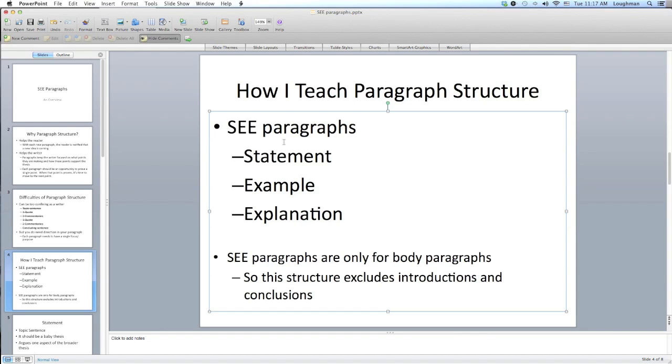So the next 3 slides, one slide is going to talk about statement, the next one's going to talk about example, the next one's going to talk about explanation, and then we'll look at a quick example that I just had from another student.